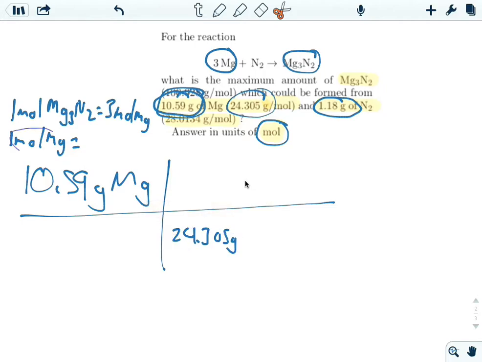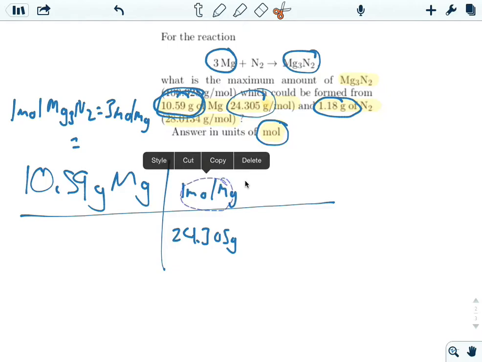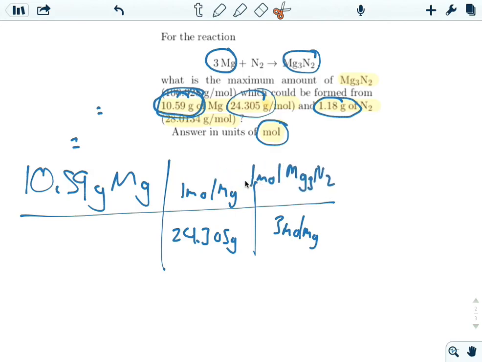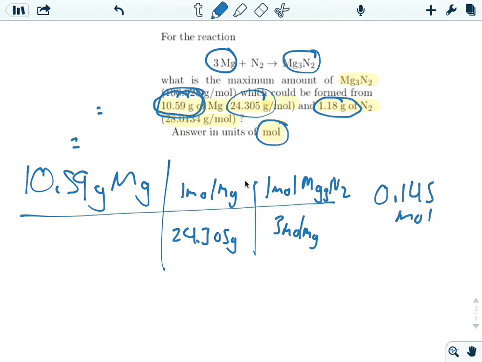So in this one, we just set it up and match up our units. There we go. That goes on top. And then we keep going until we get our moles of our product. That would go on the bottom. And that would go on the top. And then we go ahead and multiply it out, and we get an answer of 0.145, and that would be moles of our product.